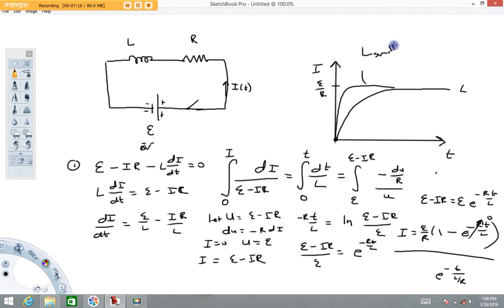And if I take that inductor out and put a really, really big inductor in, or a really powerful inductor, I should say, then the curve might look something like this. This would be for L large.